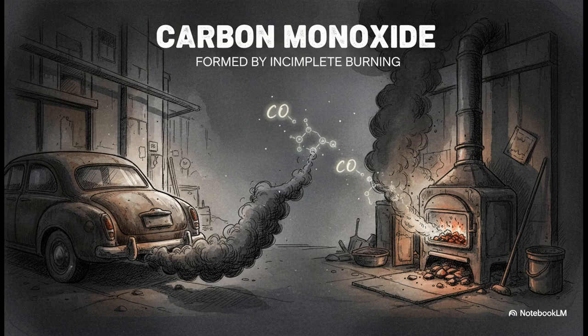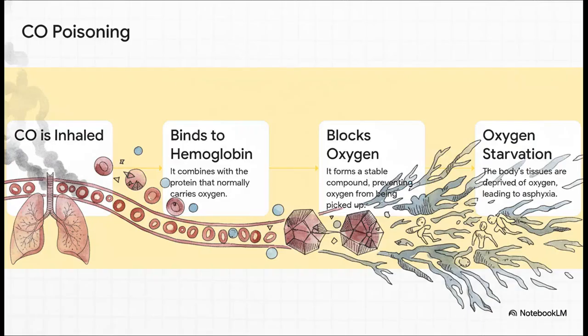But now, take away one of those oxygen atoms and the entire story changes. Carbon monoxide is formed when carbon-based fuels don't burn completely. Think of a car's exhaust or a faulty furnace in your home. And its danger? Well, its danger lies in how it completely hijacks our own bodies. And the process is just terrifyingly efficient.